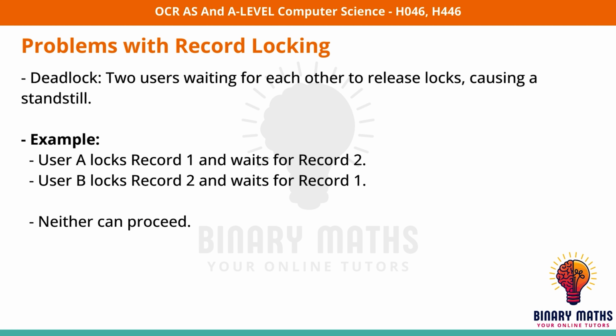While record locking is useful, it can lead to deadlock. This means when two users are waiting for each other to release locks, causing a standstill. For example, user A locks record 1 and waits for record 2. User B locks record 2 and waits for record 1. Neither can proceed, and the system gets stuck. To prevent this, databases use serialization techniques, which we'll discuss next.